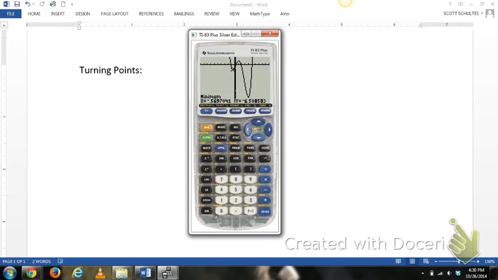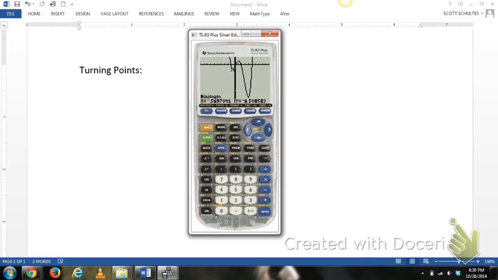And I hit enter one more time, and I can see my minimum. It has ugly coordinates, but nonetheless we're going to round them to 2 decimal places. So my first min is at negative 0.57, and the y value of that is negative 6.51. So that's my first minimum.